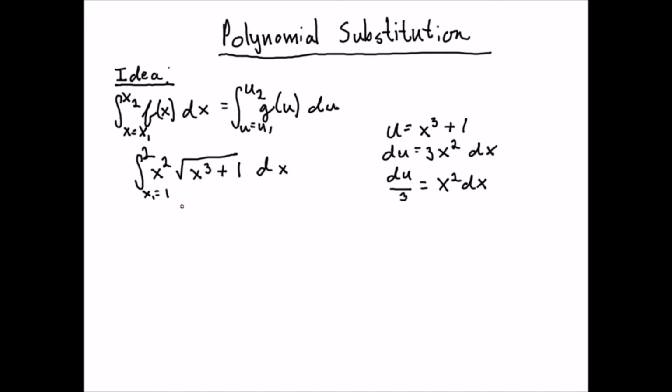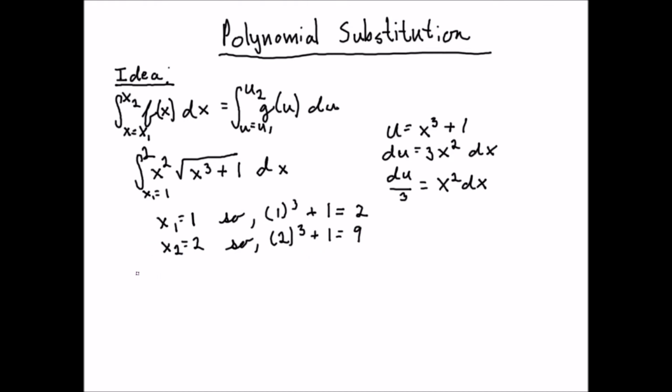But before I rewrite the entire integral, I also need to recompute the limits of integration. I'm going from 1 to 2, so I'm going to have a u1 and a u2. My x1 is equal to 1. When I plug that into u, I get 1 cubed plus 1, which is equal to 2. Just 1 plus 1 is 2. Now for my second limit, x2 is equal to 2. When I plug that in, I get 2 cubed plus 1, which is equal to 9. So now I have my new limits of integration.